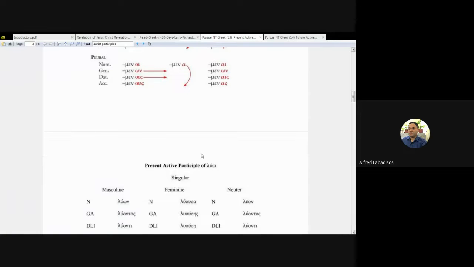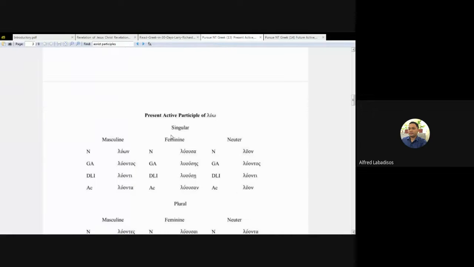Now, for example, we have here the present active participle of luo. Luo is a verb. Remember, it's a verb, and participles are built on verbs.